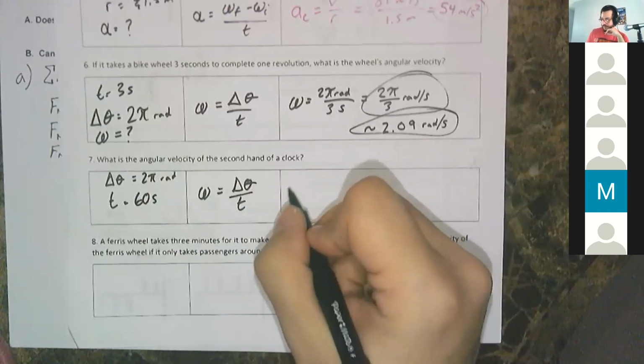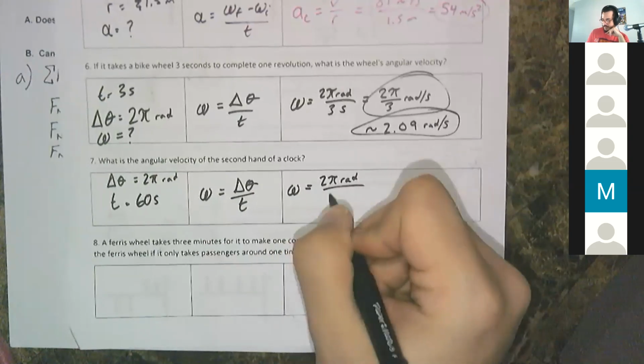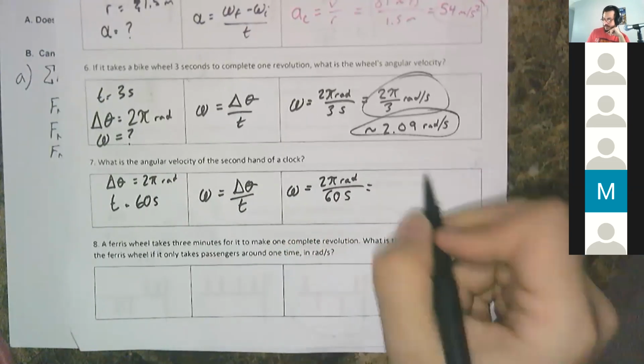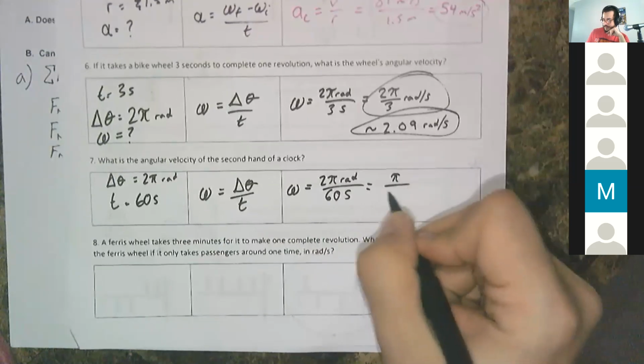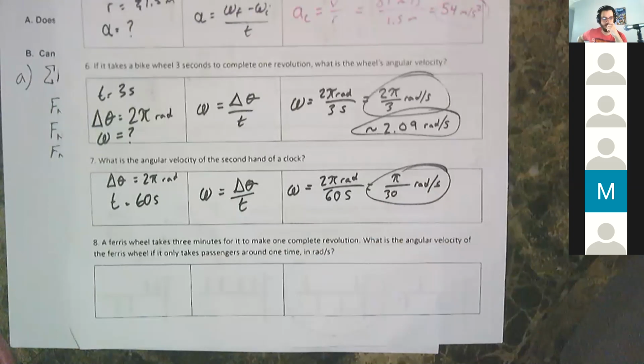So we just plug in and solve. Easy. So we get pi divided by 30 radians per second. Approximate if you feel so inclined.